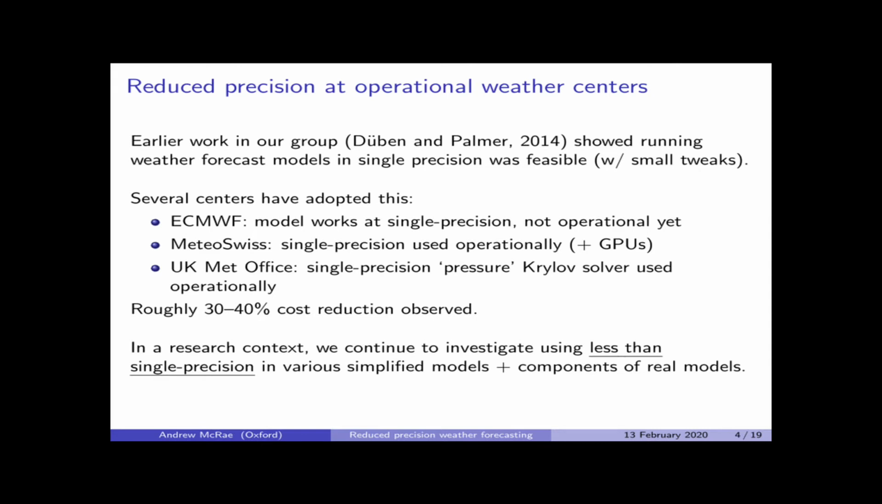If you're pre-calculating something once but using it every time step, you can afford to use double precision, and so on, but the vast majority of the calculations you can do in single precision just fine. In a research context, we've continued to investigate what happens if we try to go below single precision. This is not at the level of a full model yet, but using either simplified models or individual kernels or routines from full models.